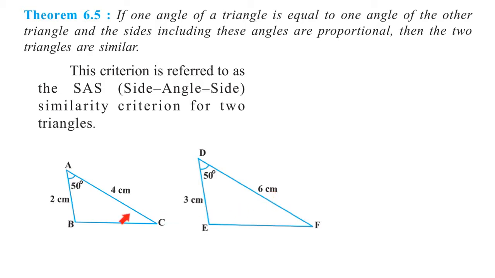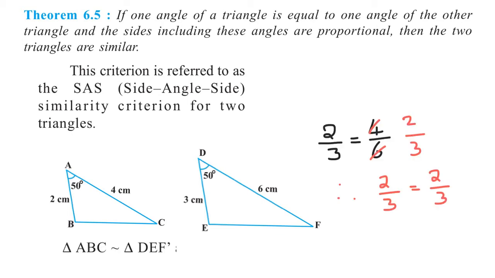So we know that one angle of a triangle is equal to one angle of the other triangle, and the sides including these angles are proportional. So triangle ABC is similar to triangle DEF. So SAS criteria. So triangle ABC is similar to triangle DEF.